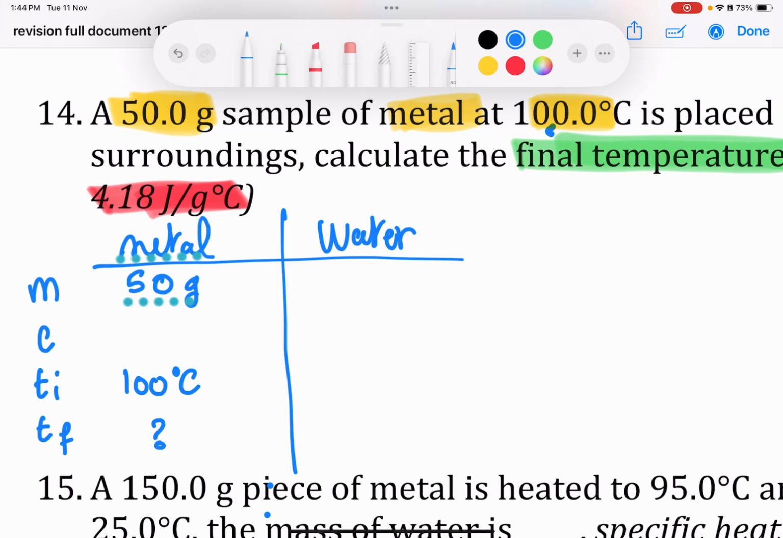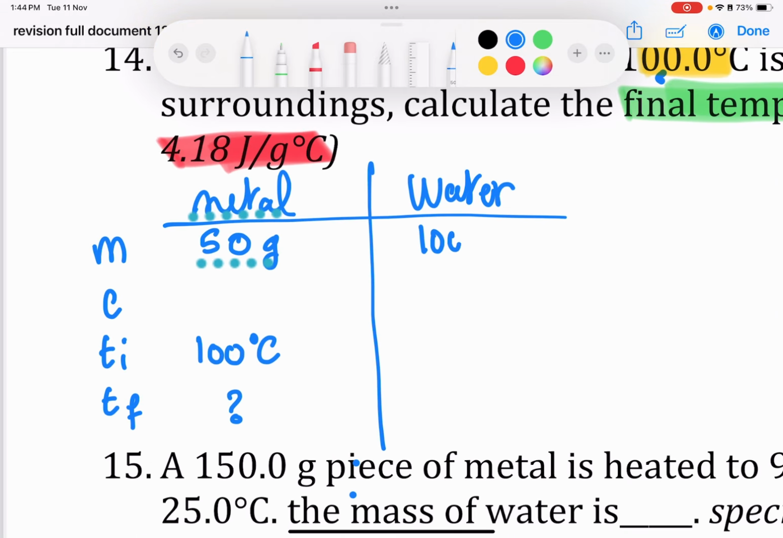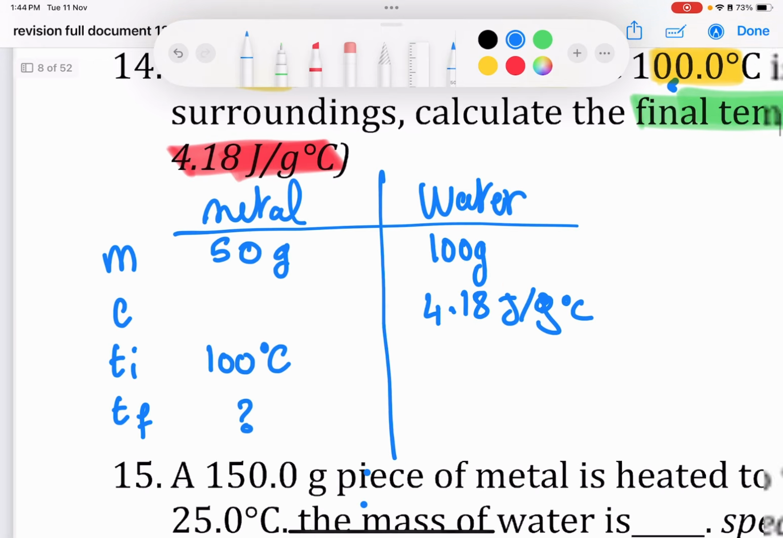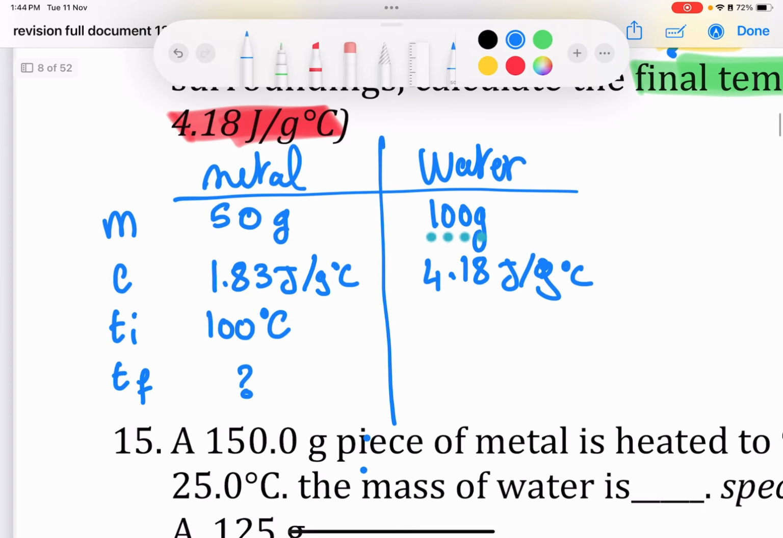We don't know the final temperature, but the final temperature is the same for both, just to let you know. Now, the mass of water is 100 grams. We know the specific heat capacity of the water to be 4.18 joules per gram Celsius, and the specific heat capacity of the metal is 1.83 joules per gram Celsius. The water initially was at 25 degrees Celsius. And we need to find the final temperature.